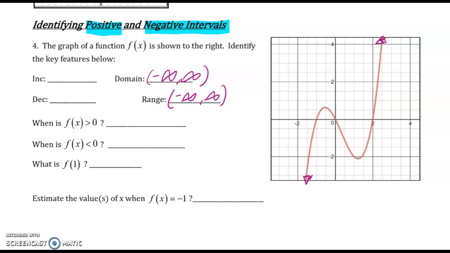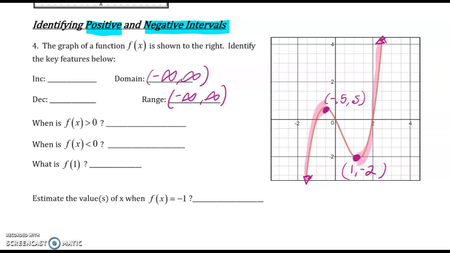So first, let's look at when it's increasing. Well, it looks like it's increasing from here to here. And I'm going to make these points look better. I'm going to pretend that this point is negative 0.5, 0.5, and I'm going to pretend this point is 1, negative 2. It's not exactly, but just for the sake of making this look a little bit easier.